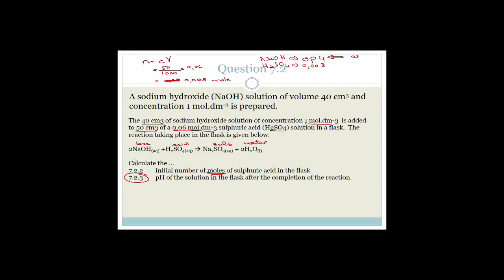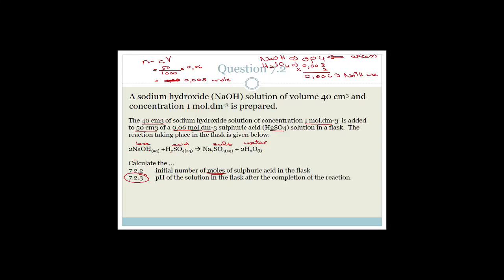This here is in excess, okay? And we can work out how much is in excess by taking the initial and subtracting the reacting. Let's have a look at that. We know that we have 0.003 moles of H2SO4, but the ratio is 2 to 1. Therefore, the number of moles of sodium hydroxide we're going to use is this multiplied by 2, which is 0.006. So that is the number of moles of NaOH that we're actually going to use. That's the amount we're using.